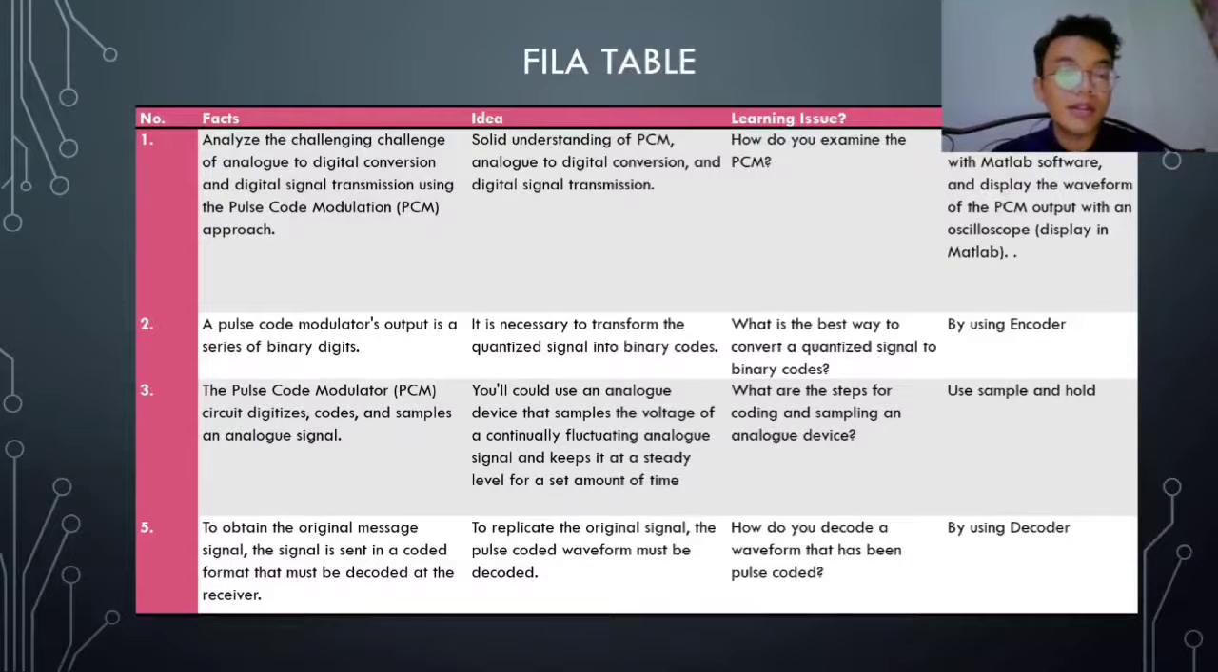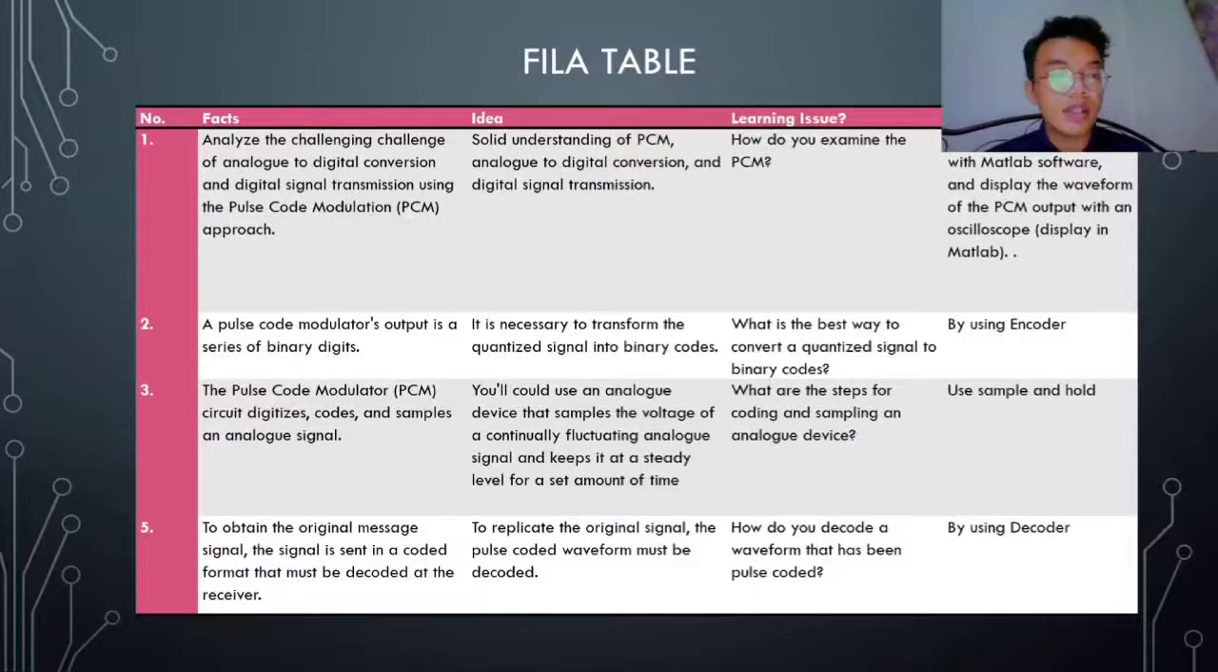So this is the table that we used. Number one: analyze the challenge of analog to digital conversion and digital signal transmission using the pulse code modulation, PCM, approach. This is the fact, and the idea is a solid understanding of PCM, analog to digital conversion, and digital signal transmission. What is the learning issue? How to examine the PCM? The action is that we have to analyze the PCM output with MATLAB software and display the waveform of the PCM output with an oscilloscope display in MATLAB.